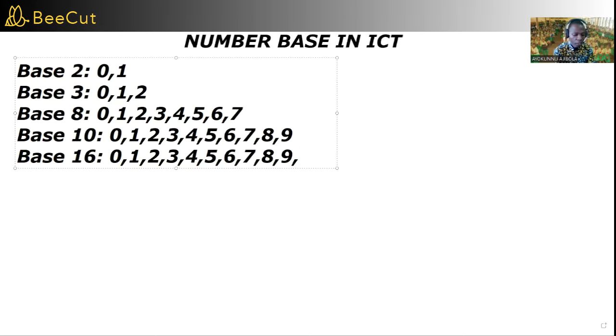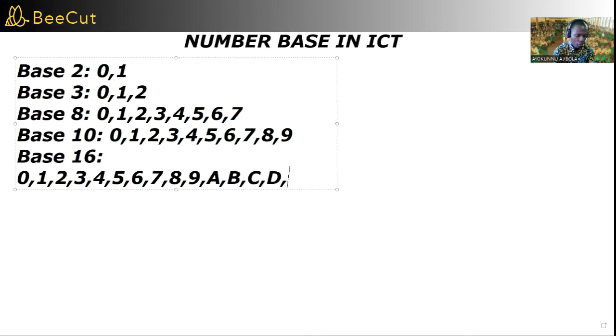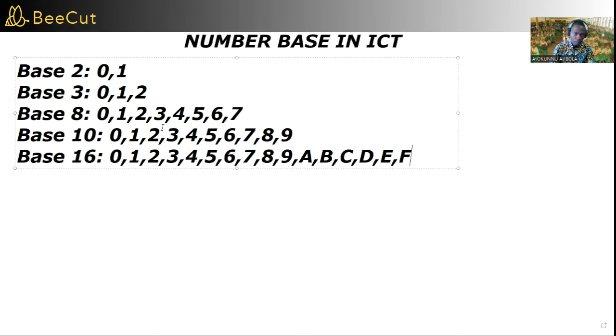So after 9, I use alphabet. I use alphabet A for 10, then B, then C, then D, then E. So that is 10, 11, 12, 13, 14, and finally 15. So this is what we use in ICT.